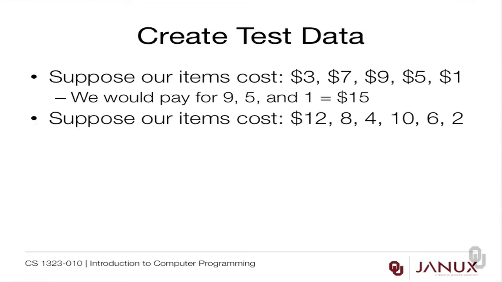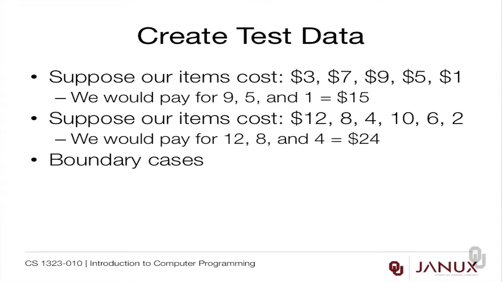Suppose our items cost $12, $8, $4, $10, $6, and $2. Well, we're going to pay for the $12 item, get the $10 item free, pay for the $8 item, get the $6 item free, and pay for the $4 item. So that should be $24.